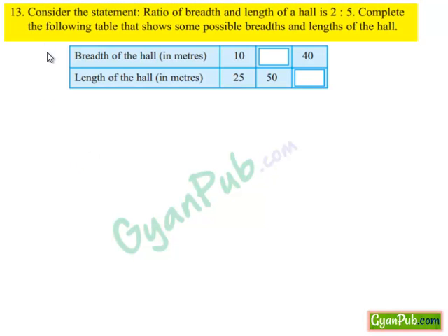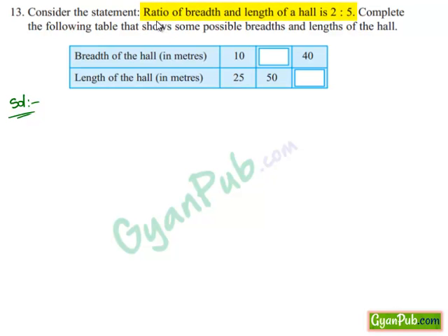Moving on to the 13th question. Consider the statement: ratio of breadth and length of the hall is 2:5, and complete the following table that shows some possible breadths and lengths of the hall. Let's do the solution.